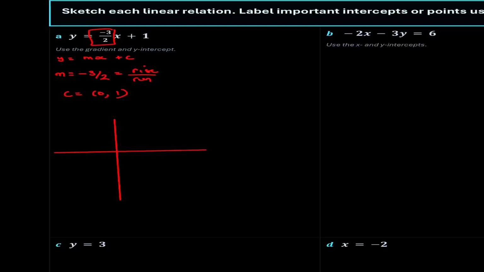Okay, so let's draw out my intercept first. So it's at (0, 1). And my gradient is rise over run, but my gradient is negative in this case. So that means it's gone down by 3 units and across by 2 units because it's minus 3 on 2. So down by 3 and across by 2. So it's going to be somewhere over here.